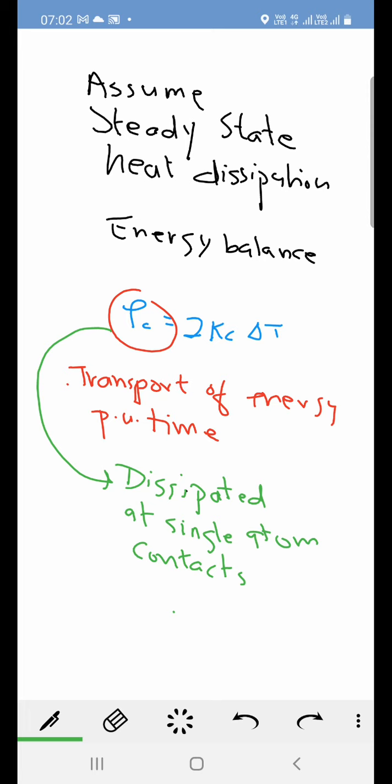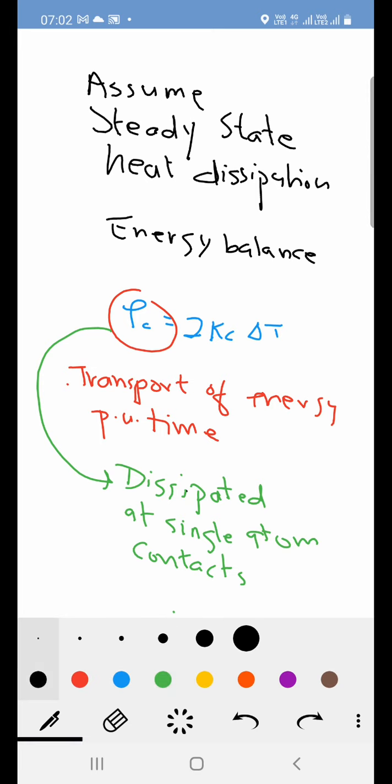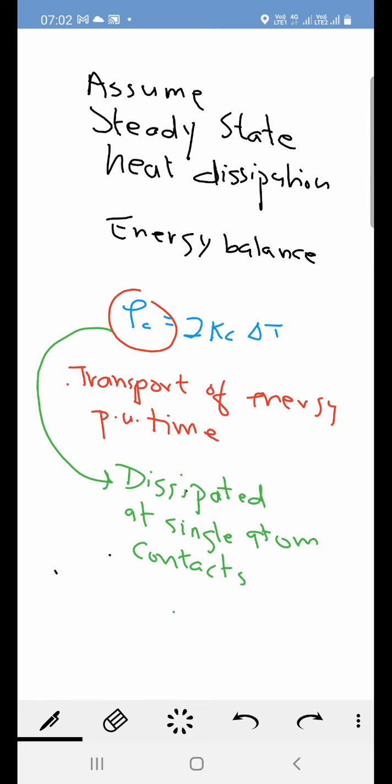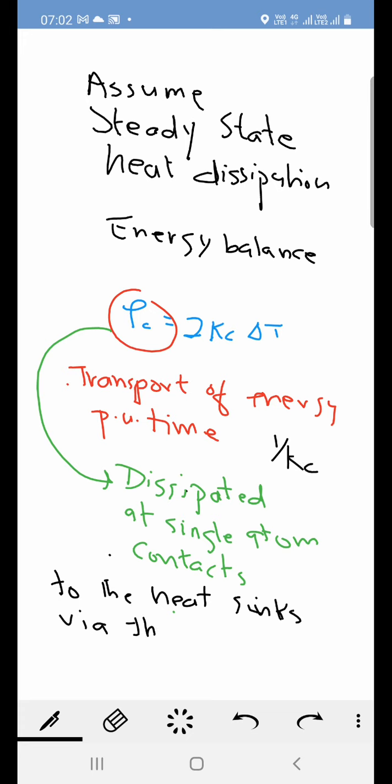And it is dissipated to the heat sinks by thermal conductance 1 by Kc, as explained earlier, along the temperature gradient. So dissipated to the heat sinks via the thermal conductance Kc. So 1 by Kc is the thermal resistance, so Kc is the thermal conductance. So we can say via thermal conductance Kc along the temperature gradient.